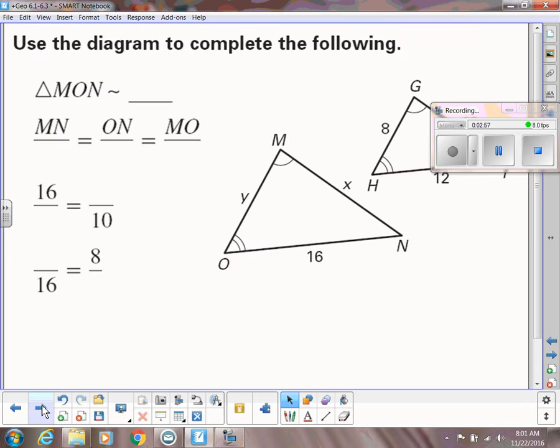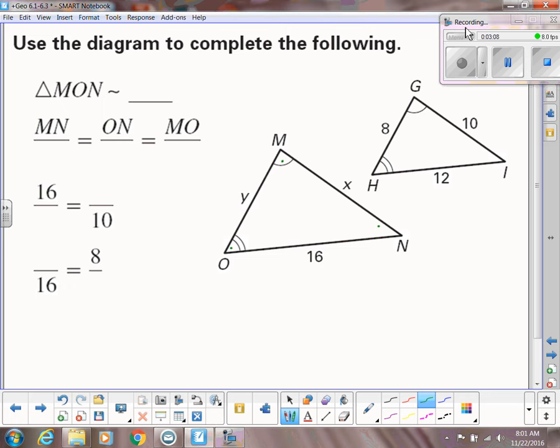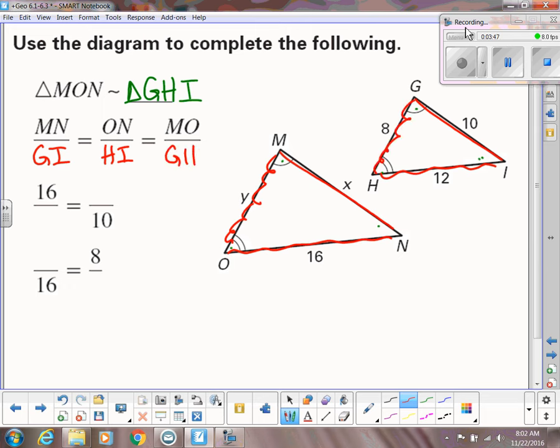So in the diagram, we're going to complete our similarity statement and our statement of proportionality. So triangle MON is going to be similar to triangle GHI. Notice that I went single arc, double arc, no arc, single arc, double arc, no arc. And then for our statement of proportionality, MN would be over GI, and that would be equal to ON over HI, and then MO over GH.